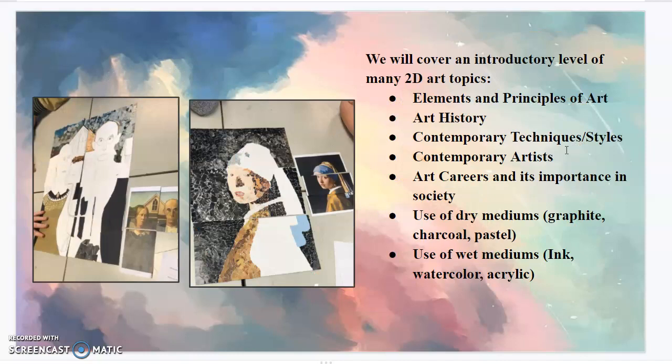So here's a little bit about the class and what we cover. We cover an introductory level of many 2D art topics, such as the basics, elements and principles of art, art history and art historians in time, contemporary techniques and styles, and contemporary artists. We talk about art careers, that it is possible to be an artist, and its importance in society. We of course use a lot of different mediums. Mediums is just the materials we use. So we use graphite, charcoal, pastel, and many, many more, and then wet mediums like ink, watercolor, and acrylic, and more.